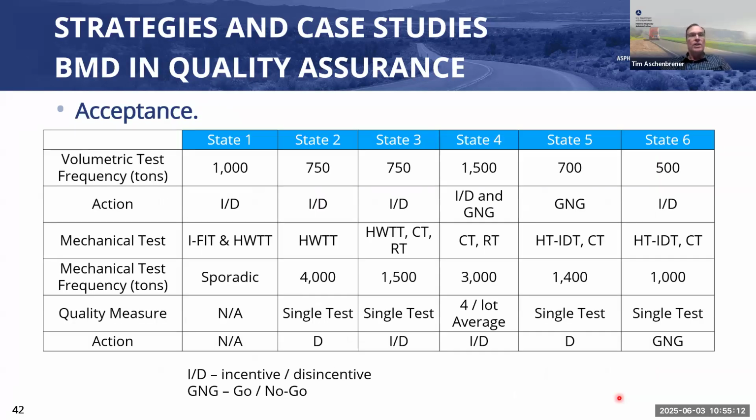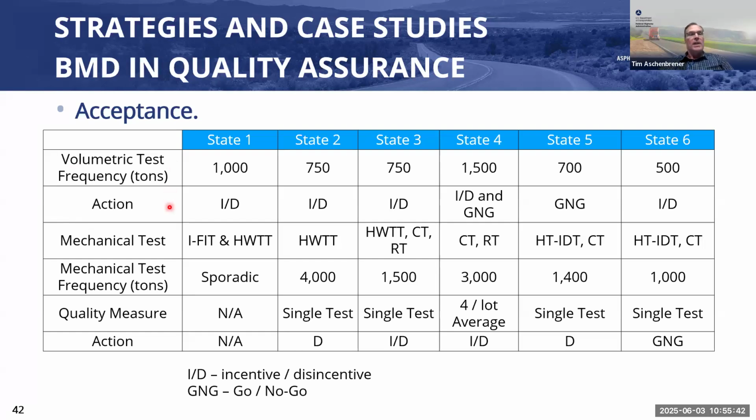Now, as we look at the quality assurance program for acceptance, here I'm going to show all 6 states. They all do something different. There's volumetric testing and there's also mechanical testing. So let's start with the volumetric tests. What we see each state doing is testing about the same frequency as they do for their normal projects. We see volumetric testing every 500 tons all the way up to 1,500 tons.